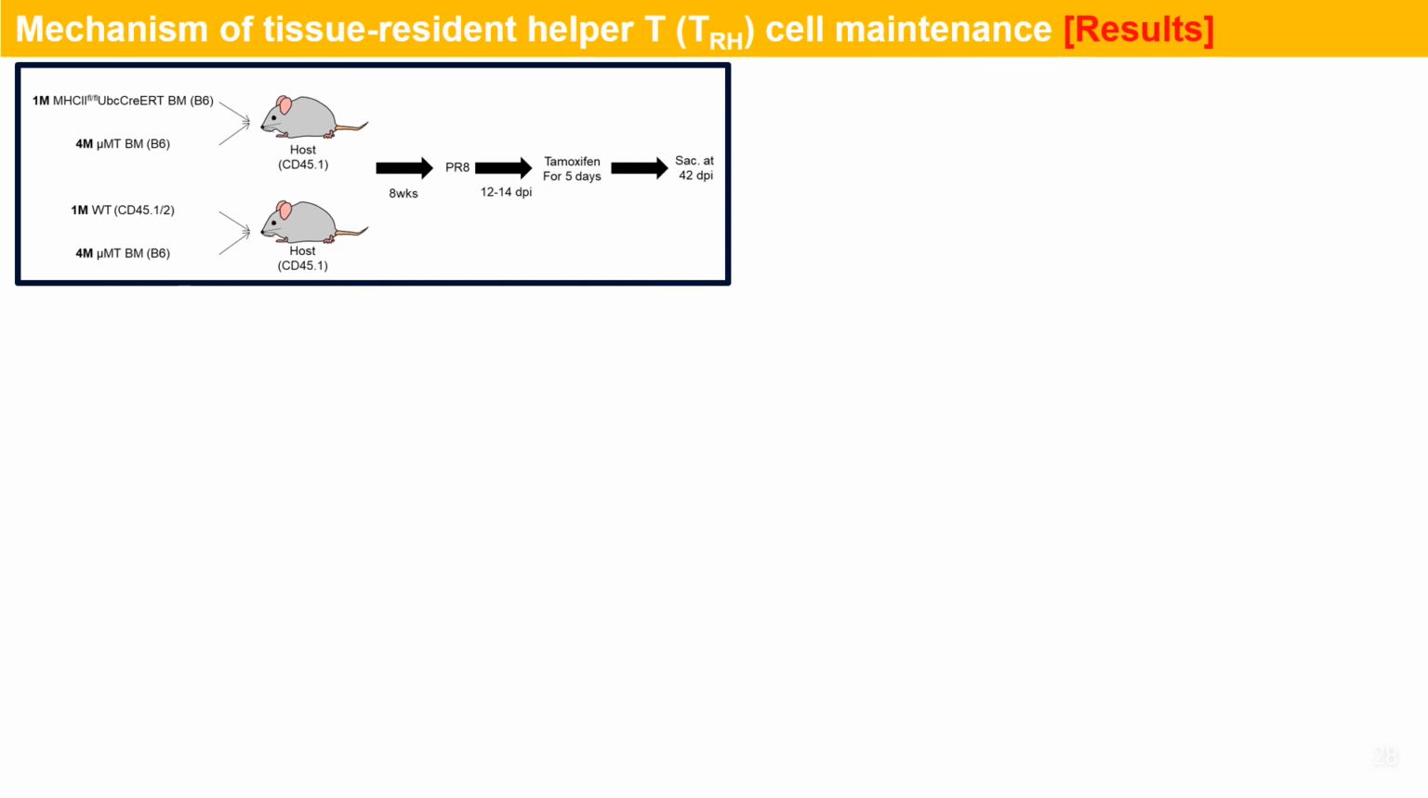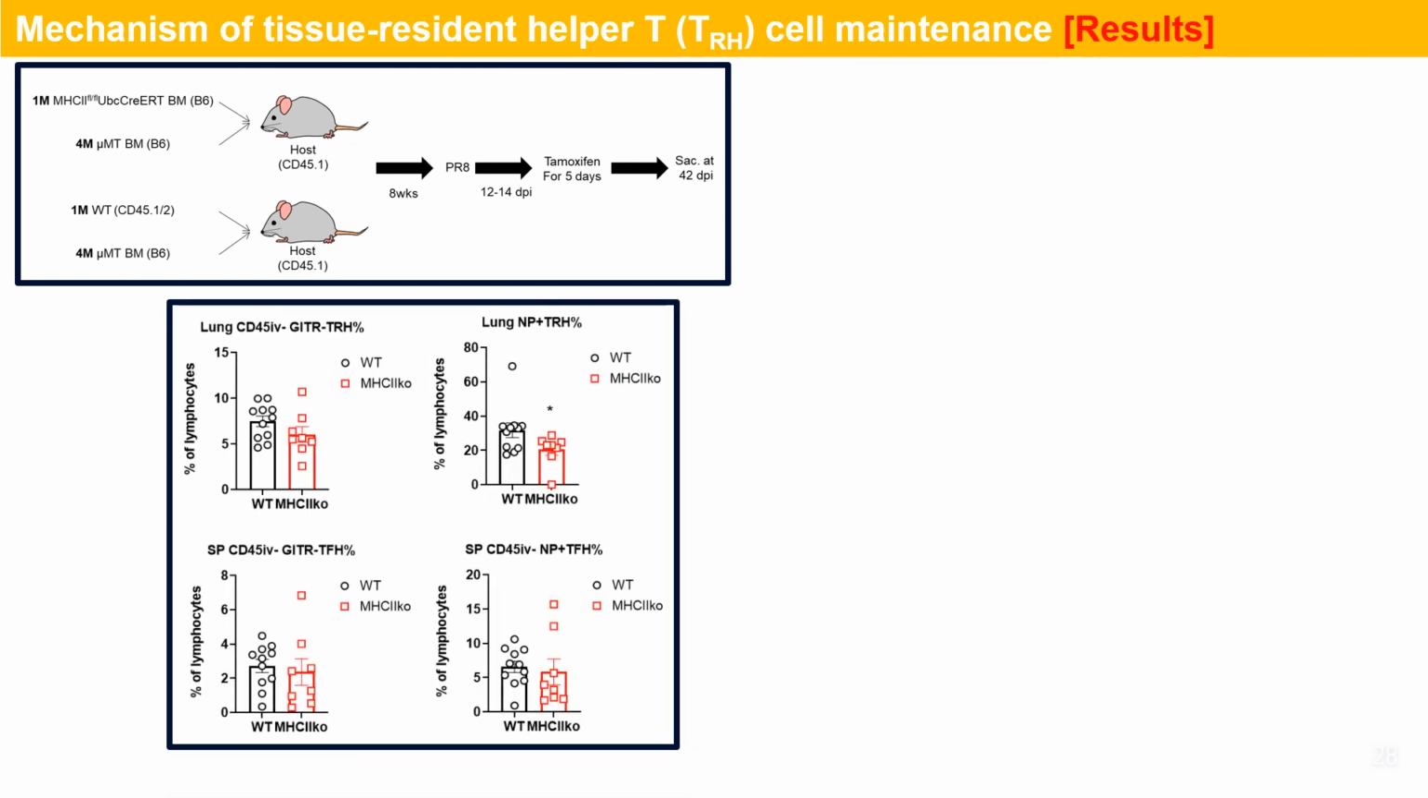The other irradiated mouse group received wild-type bone marrow and μMT bone marrow at a 1:4 ratio as well. After 8 weeks, influenza virus was infected into each group. At 12 to 14 days post-infection, I treated tamoxifen to abrogate the MHC class II expression. After treating tamoxifen, the first group had only MHC II depleted B cells. In this setting, I measured antigen-specific TRH cells at day 42 post-infection.